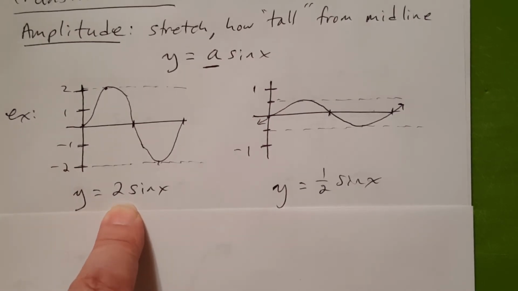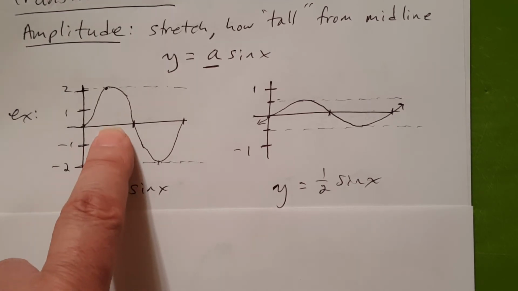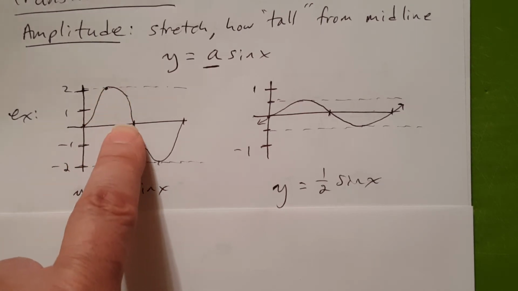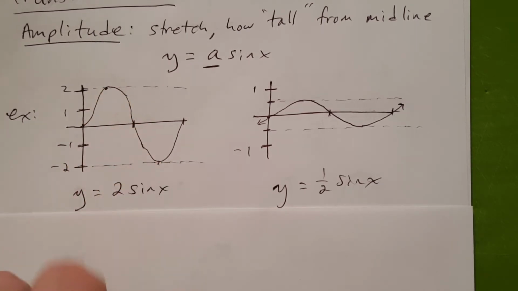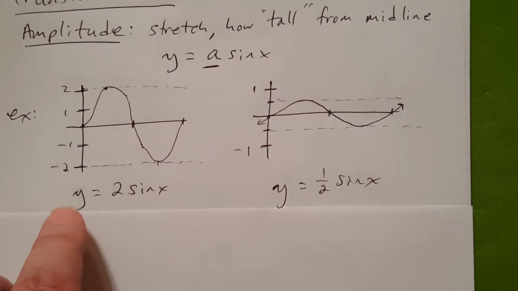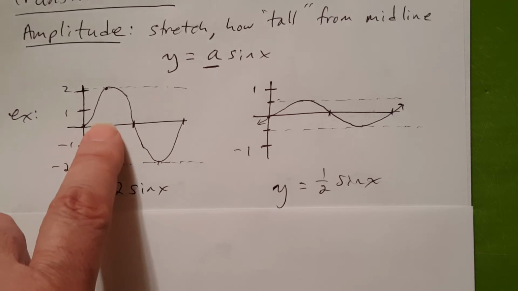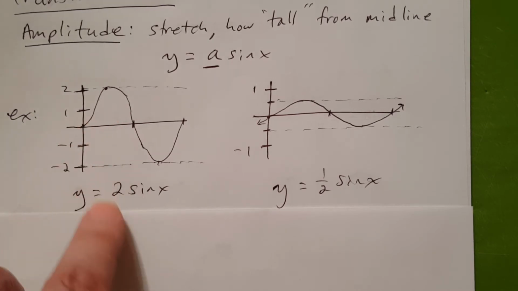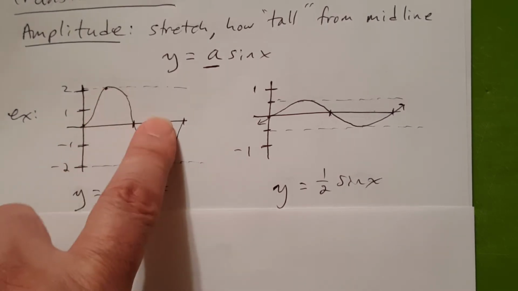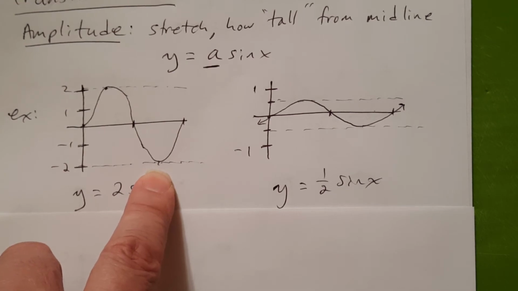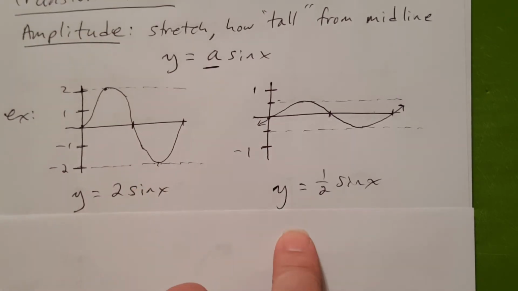So what this is telling me is that my amplitude should be 2, right? So from the midline to the top, or the midline to the bottom, the distance is 2. In other words, it's stretched 2. It's not the normal sine wave where it just goes up to 1. It's 2 sine x, so it's going to go up to 2 and down 2. Okay? Look at the one next to it.